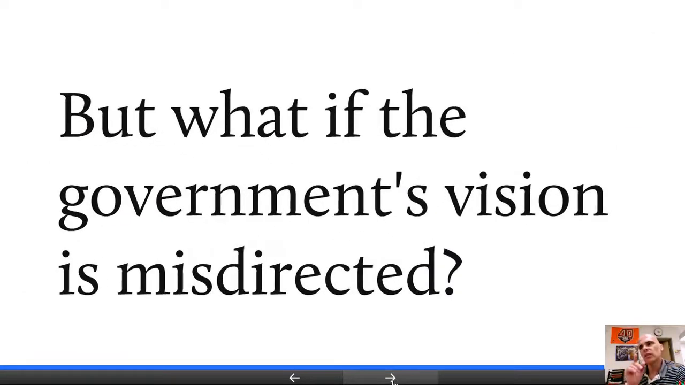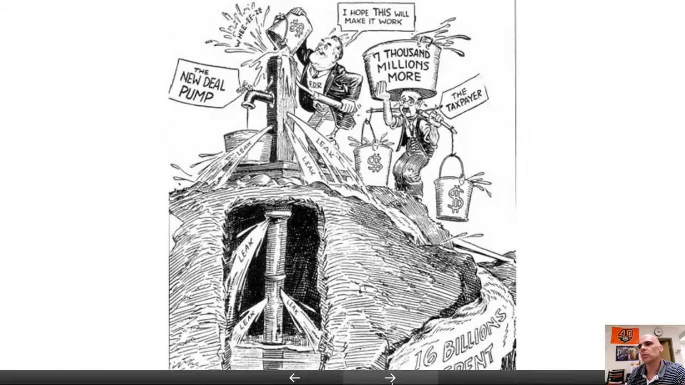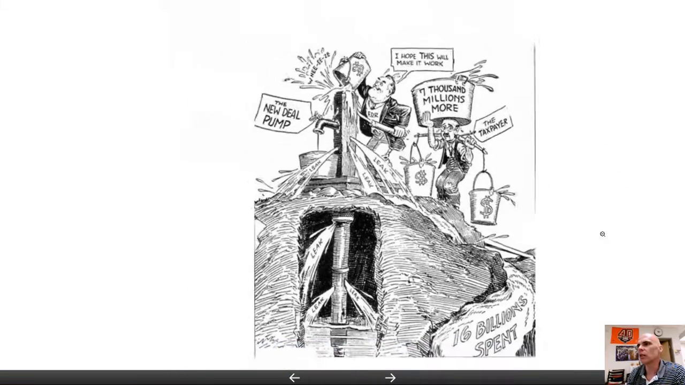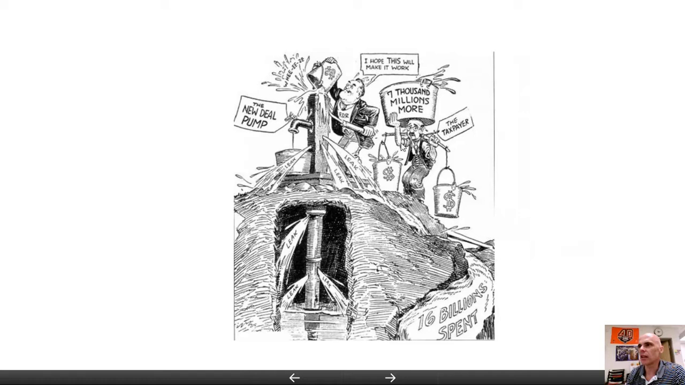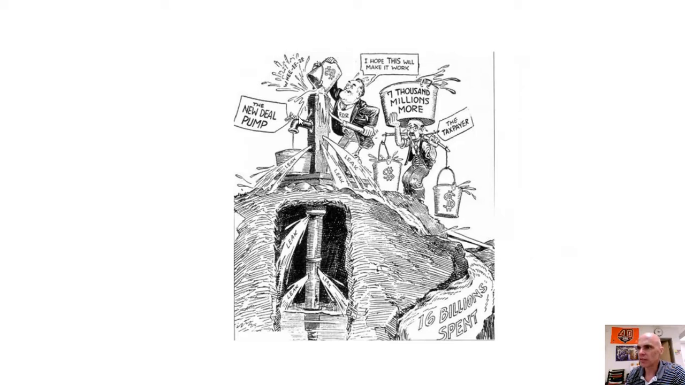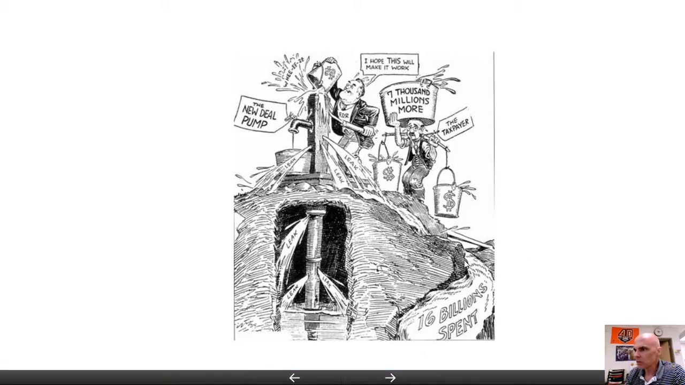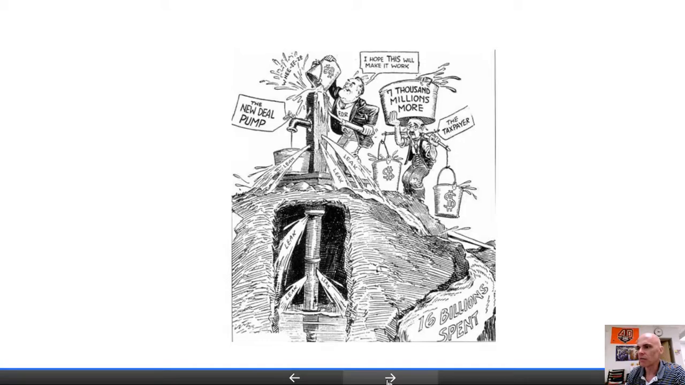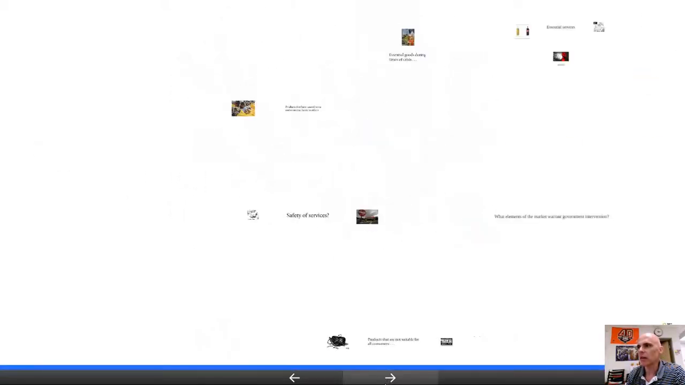What if the government's vision is misdirected? That's possible too. This cartoon is being very critical of FDR. From our last lesson, this cartoon is suggesting that the New Deal is billions of dollars being spent that are just being washed away because there's leaks in the pump itself, that the pump that is the New Deal is inefficient. And the real burden is on the taxpayers because eventually someone has to pay for all that money government likes to spend.